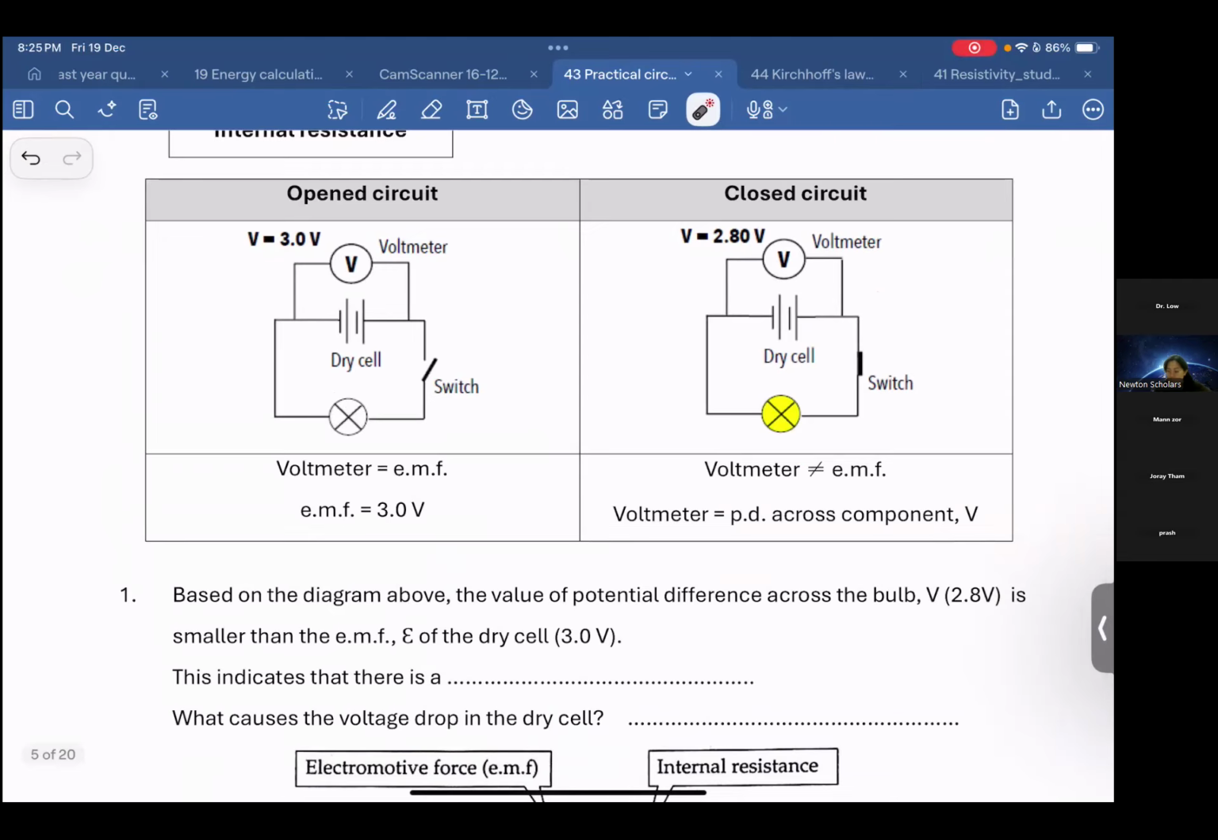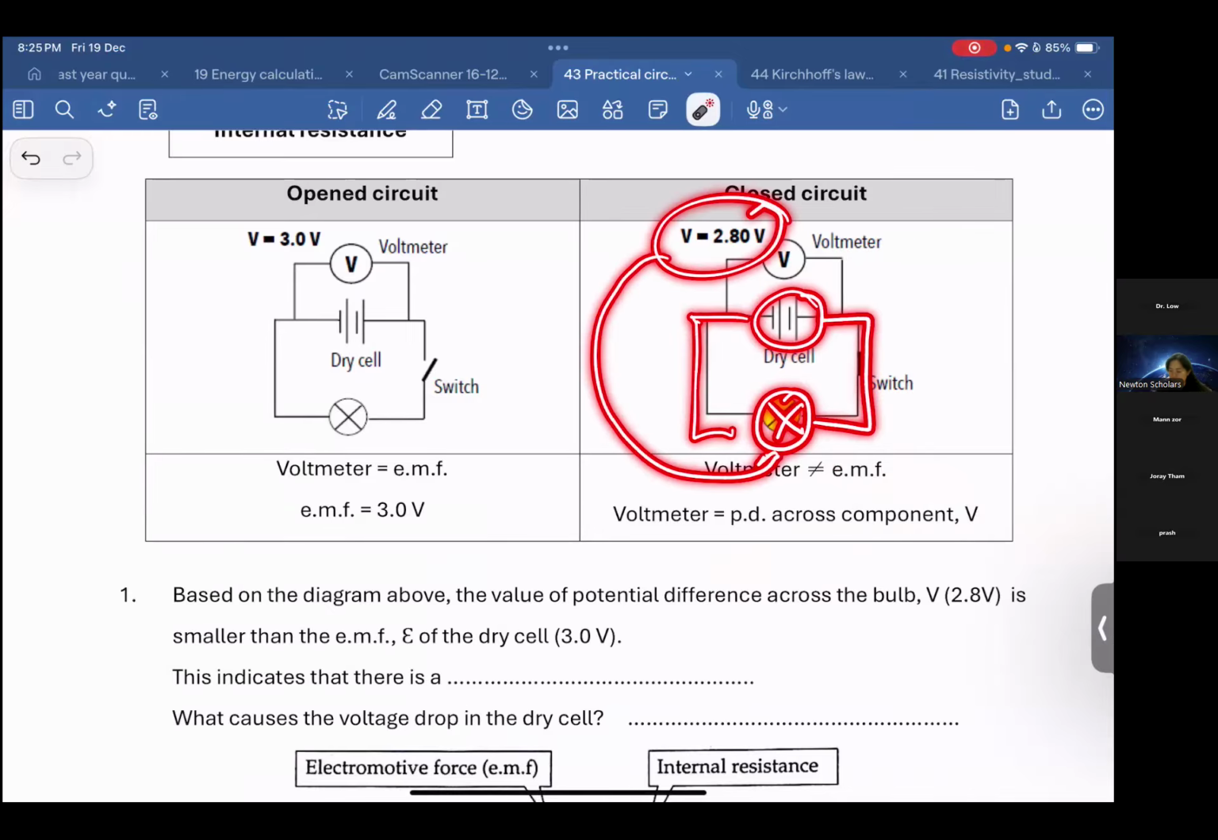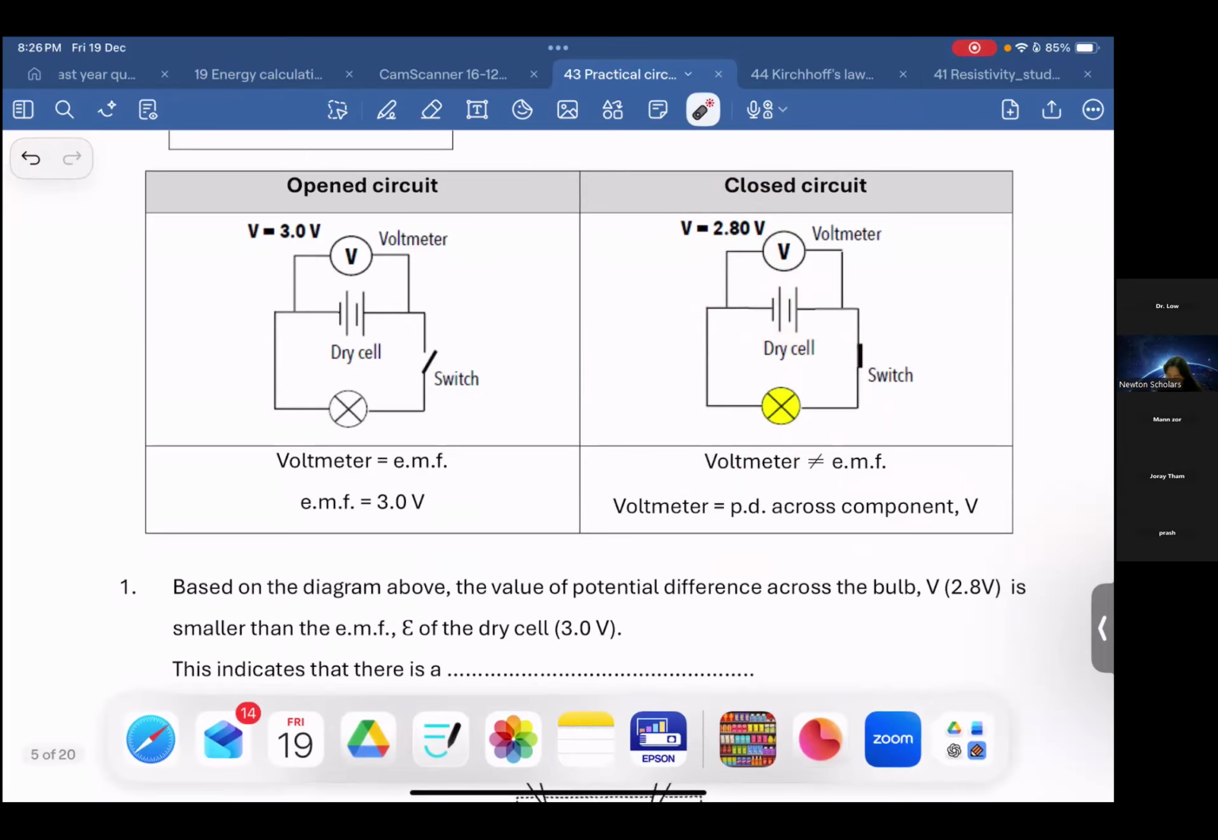So here, the voltmeter reading that you measure right now is not EMF anymore. The 2.80 volt is actually measuring the potential difference across the component outside the battery, not inside the battery. So the 2.80 right now is actually measuring this part, the component. Okay, now I show you the video.